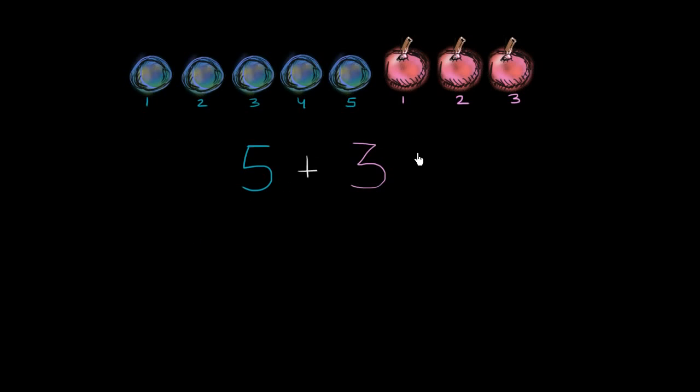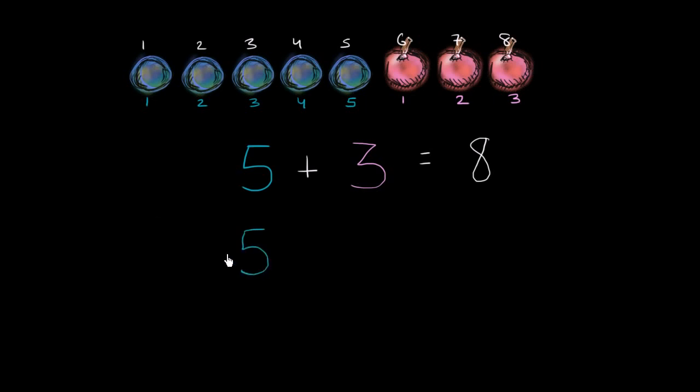And so how many pieces of fruit do I have? Well, what's 5 plus 3? It's 1, 2, 3, 4, 5, 6, 7, 8 pieces of fruit. 8 pieces of fruit. Now, what would 5 minus 3 have meant?